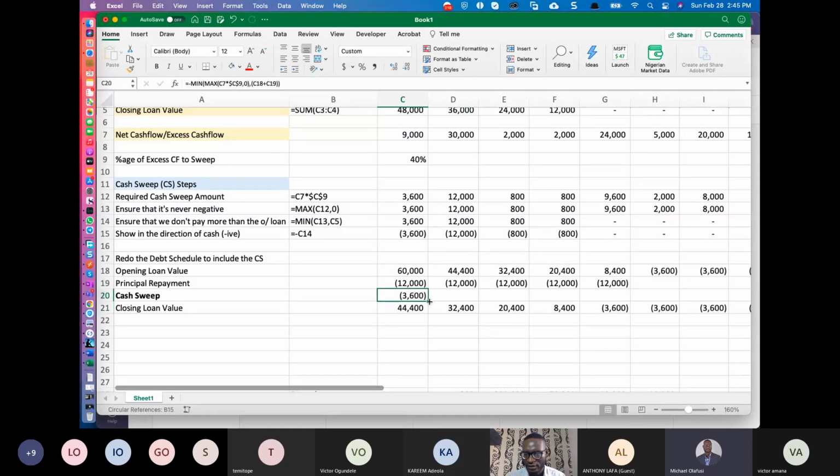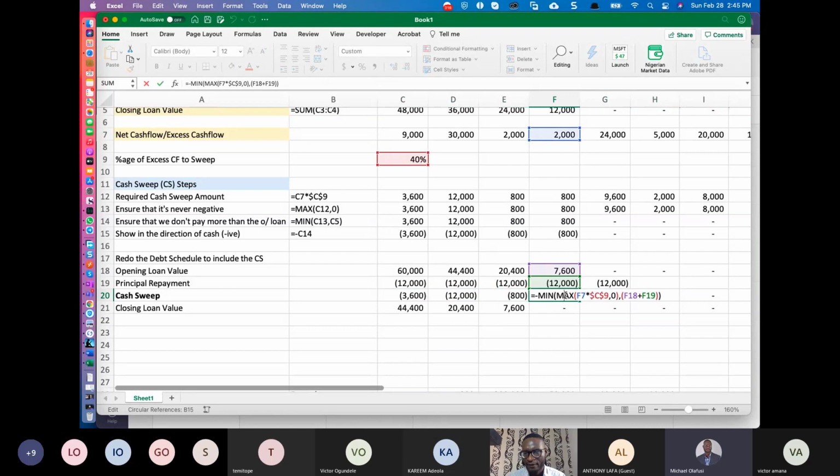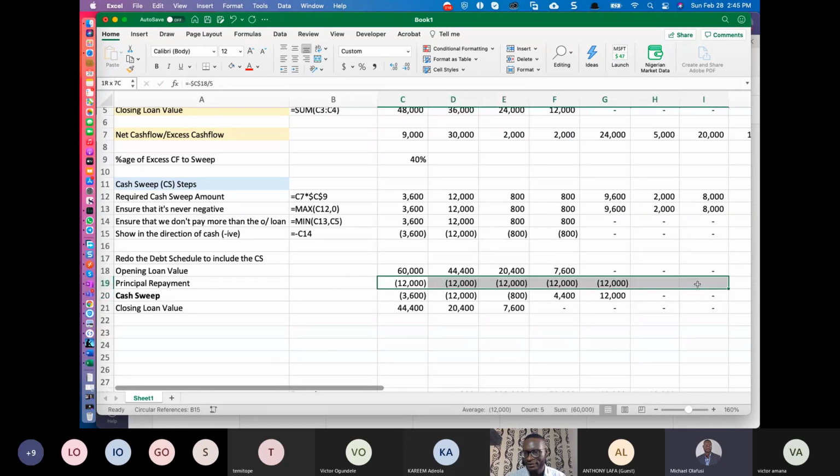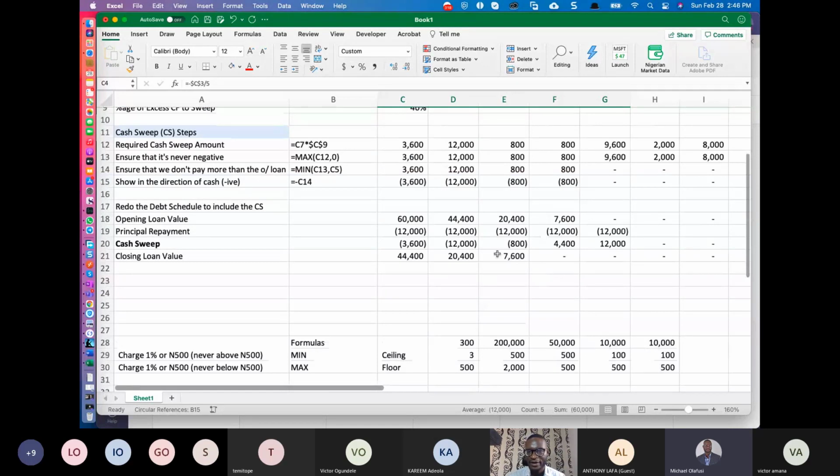Let me just quickly see. Why is it coming as a plus here? Okay, yeah, it's correct then. So the problem is what you mentioned. Originally the structure is to pay 12 million every period or every year, but that doesn't mean it should continue now that you have a cash sweep. When you have a cash sweep, the idea is to pay it faster. So you might end up paying it in 4 years instead of 5 years.